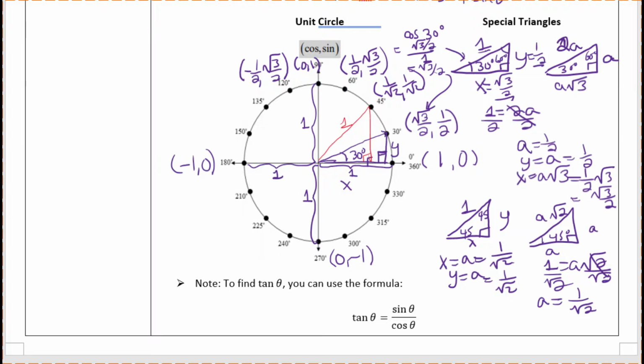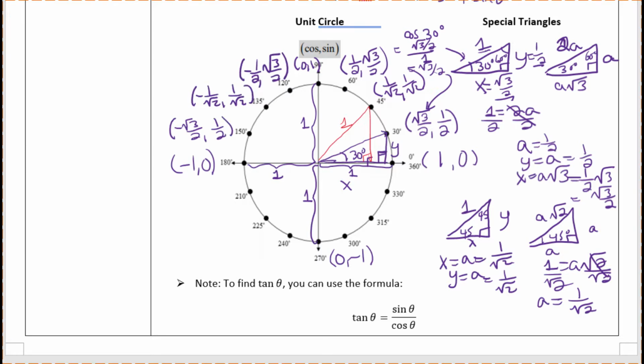Alright, and then for the 135 degrees, you're going to have the same thing as the 45 degrees, but your x is going to be negative. For the 150 degrees, your x is going to be negative, so negative square root of 3 over 2 and 1/2.